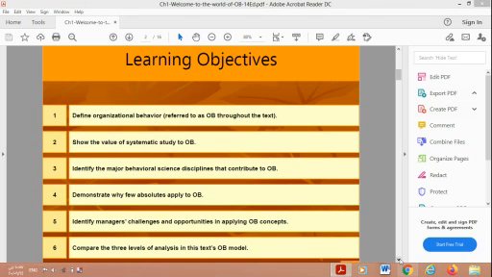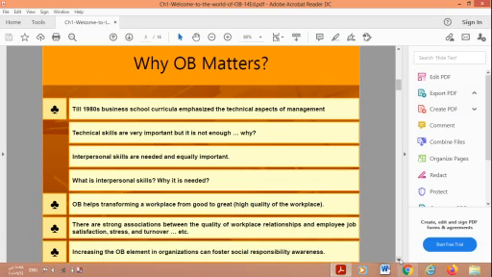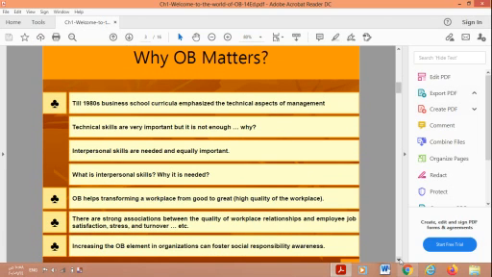So we will go to the first slide of this chapter. Why organizational behavior matters. Till 1980, business schools curricula emphasized the technical aspects of management. Of course, as we know, all managers should have a lot of skills. They should have technical skills, interpersonal skills, and also the conceptual skills.